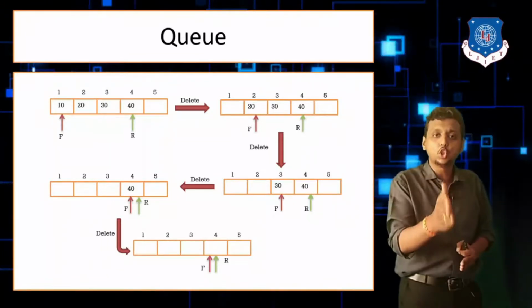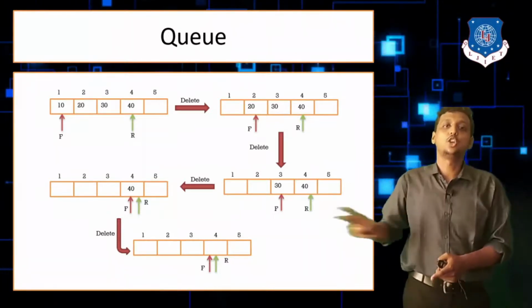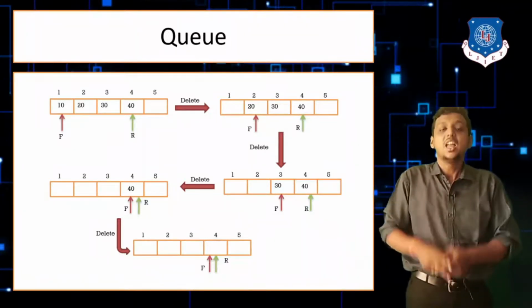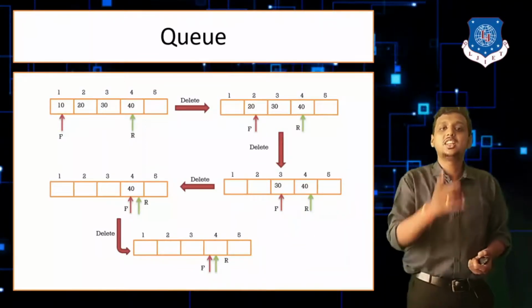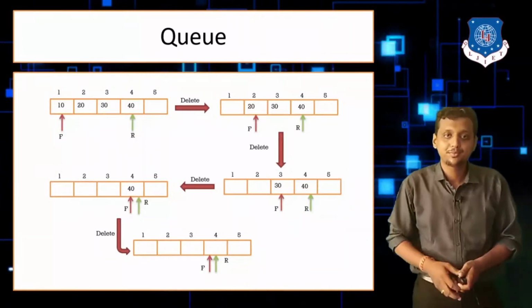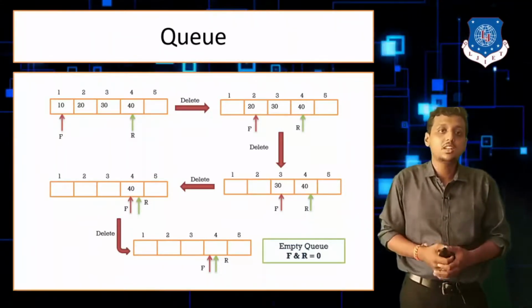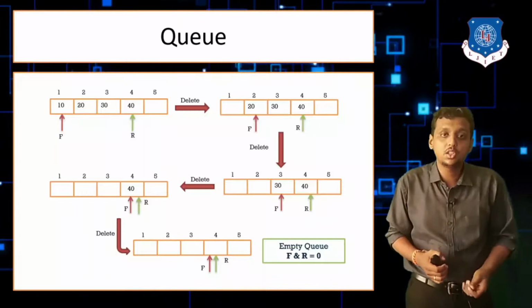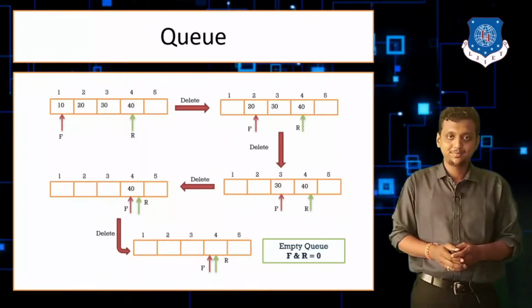When your queue becomes empty, your F and R should both point to the 0 position. That is your step number 4. Fine. So I just need to do this. Here my queue is empty, so F and R are both pointing to the 0th position, and that's it. That is the algorithm of queue deletion.